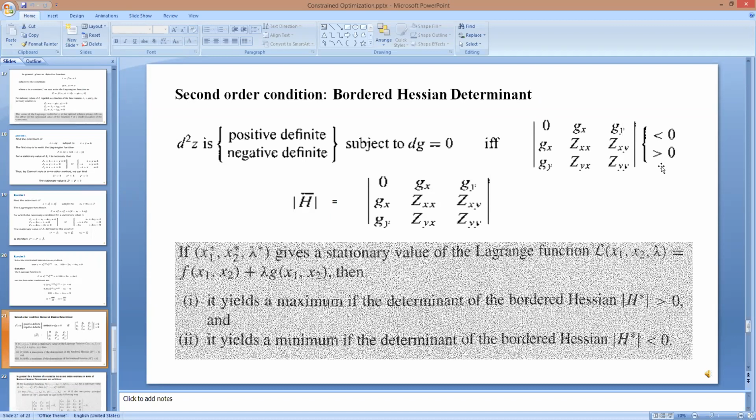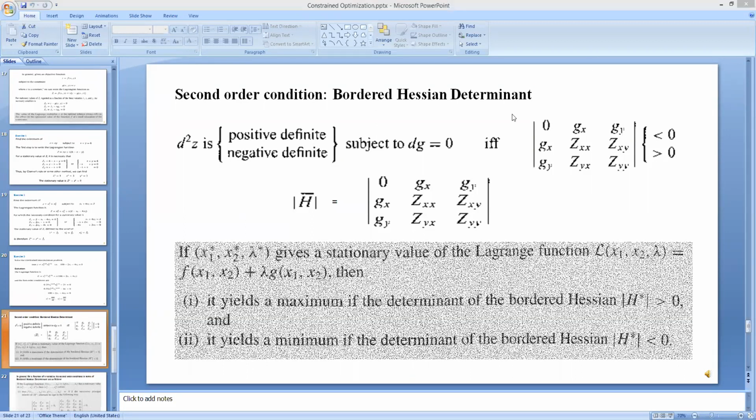Most of your economic examples will be based on two variables. Therefore, typically, I'm emphasizing H2 bar. H1 bar will always give you the default sign. Any question?